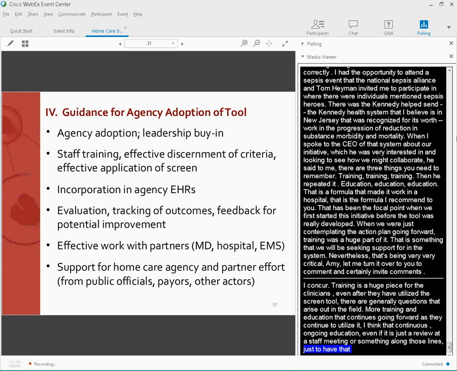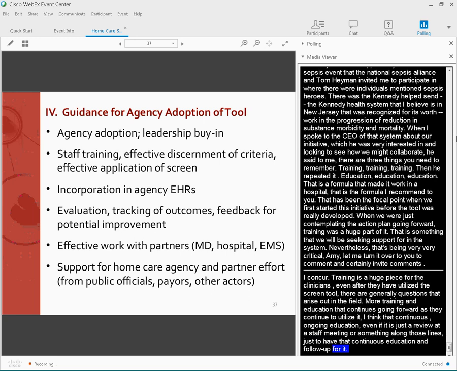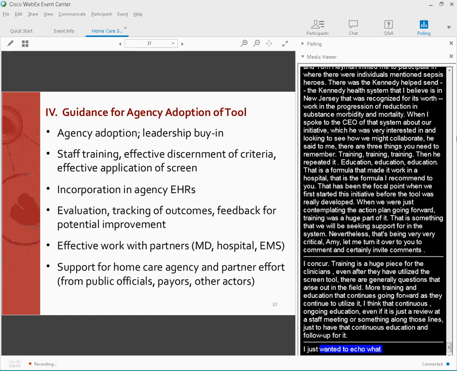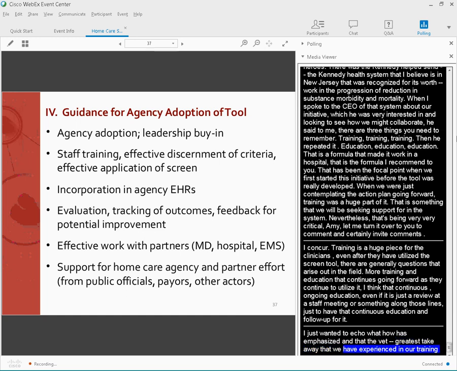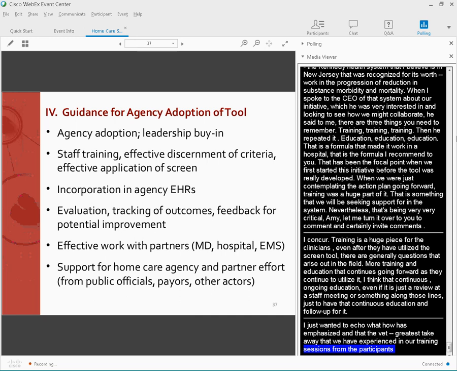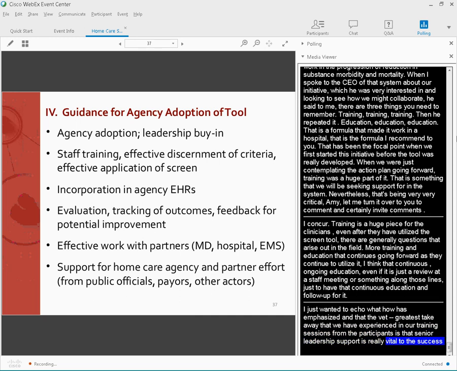So I just wanted to echo what Alice emphasizes, that probably the biggest takeaway that we've experienced in our training sessions, from the feedback from the participants, is that senior leadership support is really vital for the success of this initiative. As I'm sure all of you are acutely aware, if you really get the buy-in of leadership, you can do just about anything in your organization.